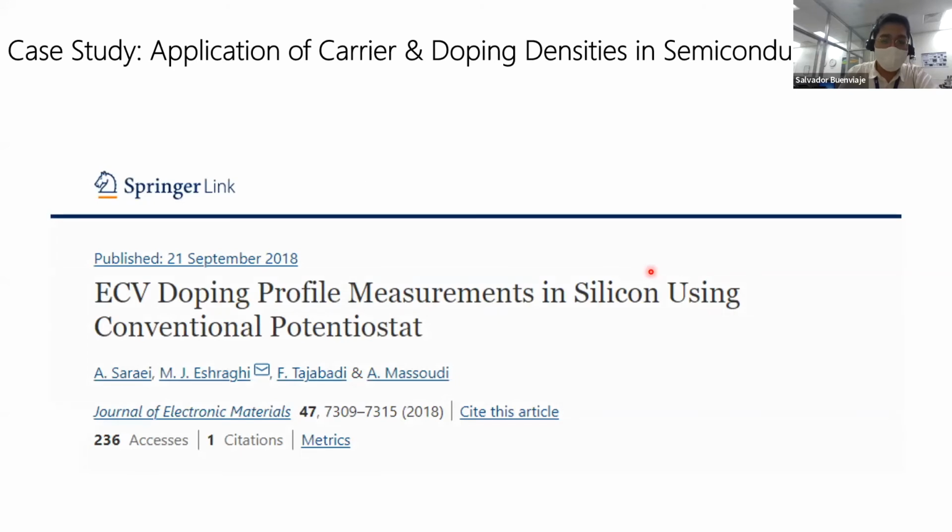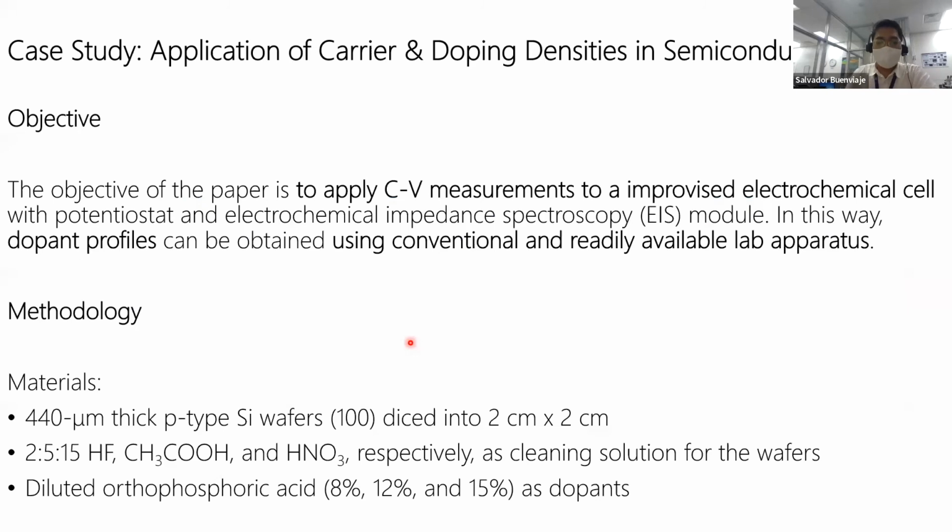So let's go to the case study of using carrier and doping density concepts in semiconductors. This paper was published in 2018. It is entitled ECV doping profile measurements in silicon using a conventional potentiostat. This paper is a very straightforward one. The authors aimed to apply CV measurements to an improvised electrochemical cell with a potentiostat and EIS module.